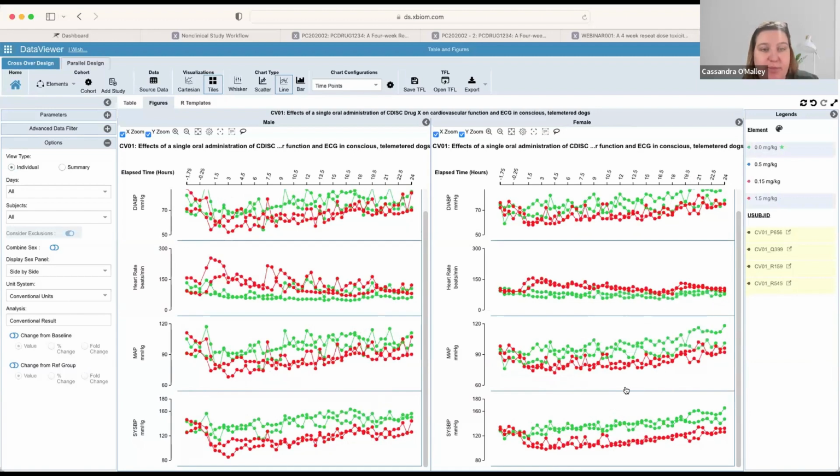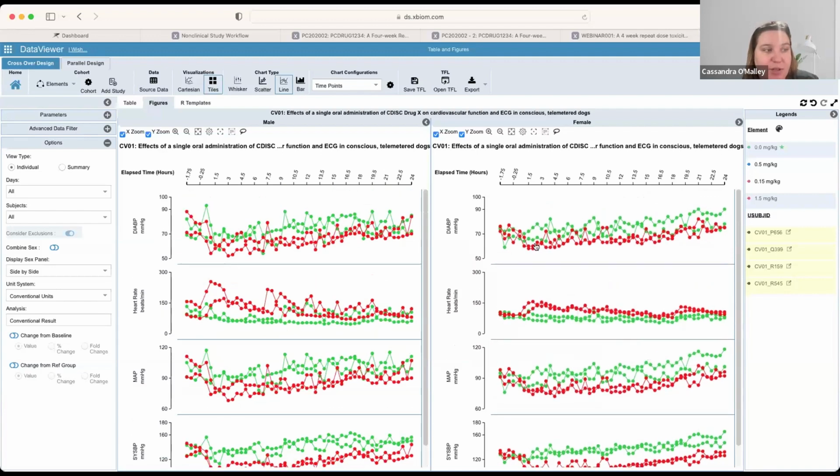Now that we've separated them out, we can actually see that the high dose females also may have a slightly increased heart rate and a slightly decreased mean arterial pressure. The diastolic blood pressure is at the top. It's a little bit mixed in, but the trend lines are similar to some of the others.